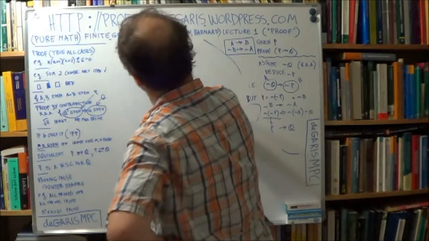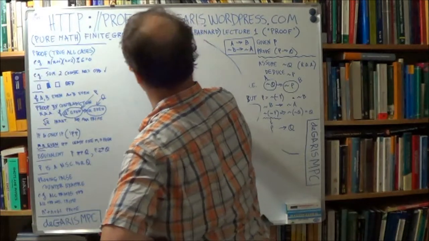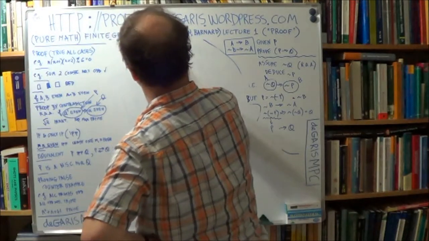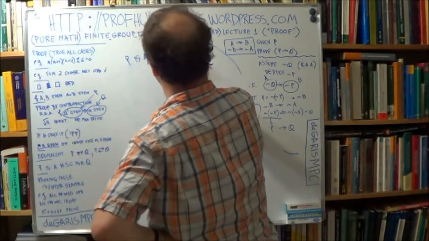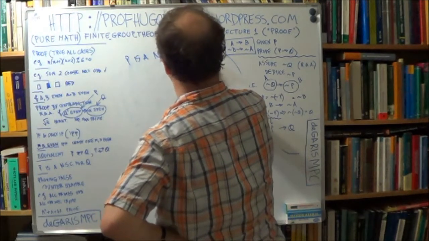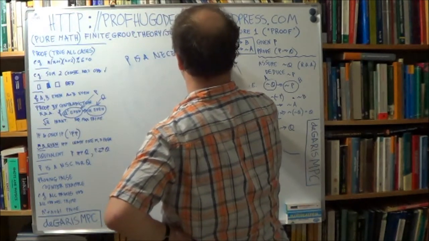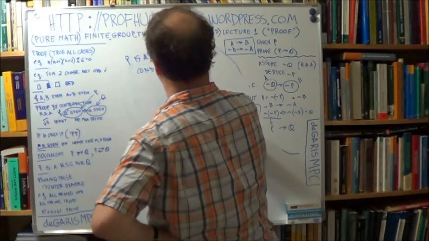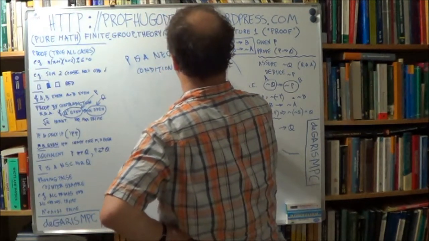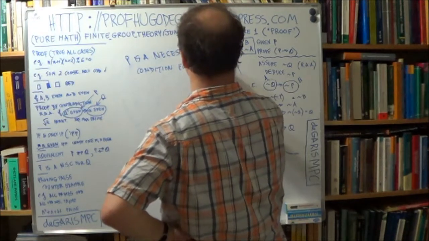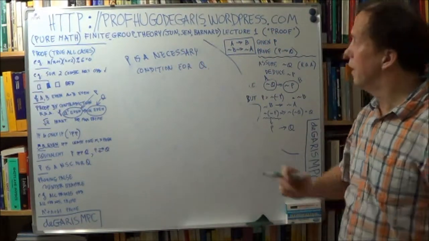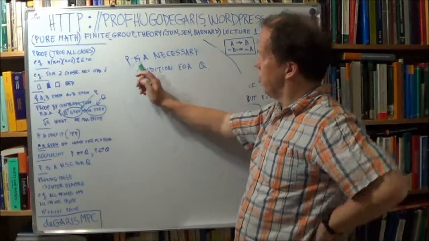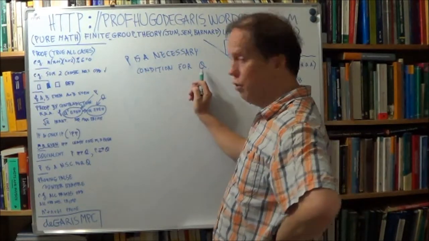Okay, so let's say P is a necessary condition for Q. Right? So you have to have P to get Q.